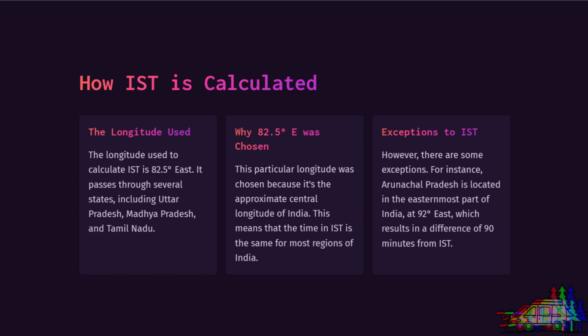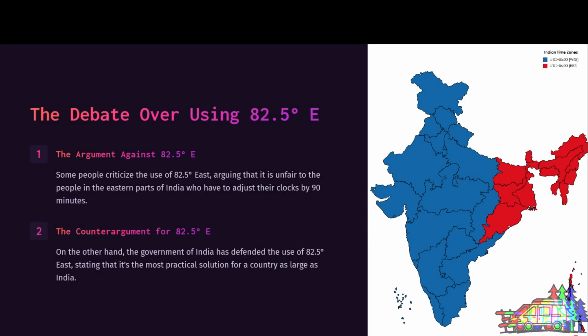Exceptions to IST. However, there are some exceptions. For instance, Arunachal Pradesh is located in the easternmost part of India, at 92 degrees east, which results in a difference of 90 minutes from IST. The debate over using 82.5 degrees east. The argument against 82.5 degrees east. Some people criticize the use of 82.5 degrees east, arguing that it is unfair to the people in the eastern parts of India who have to adjust their clocks by 90 minutes.